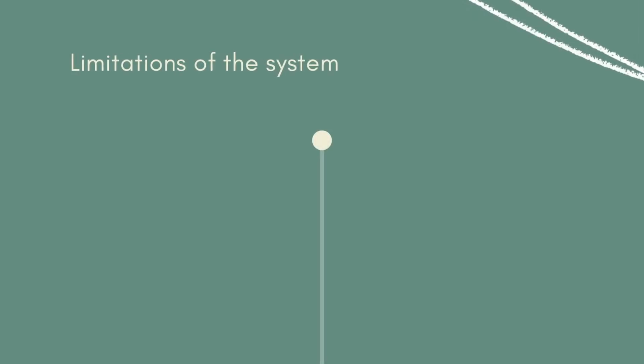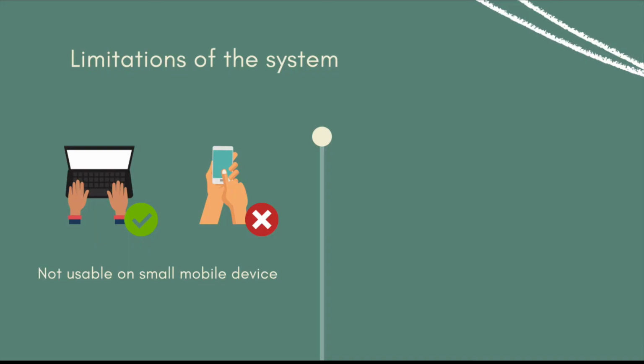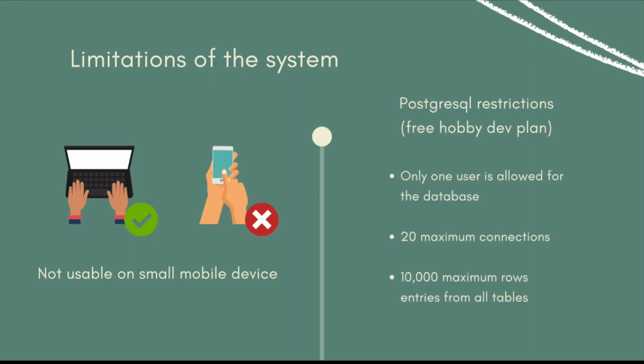Limitations of the system. The system was designed to work with computer screens. Therefore, usage on mobile devices is not recommended. The current version of our system uses the Heroku Postgres free HobbyDev plan. Therefore, its limitations are 1 user per database, 20 maximum connections, and 10,000 maximum row entries from all tables.